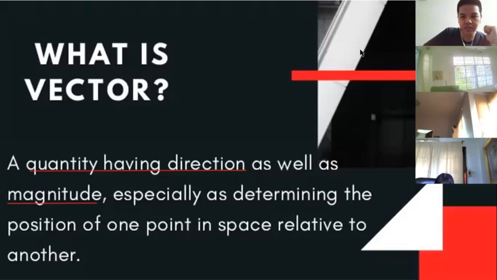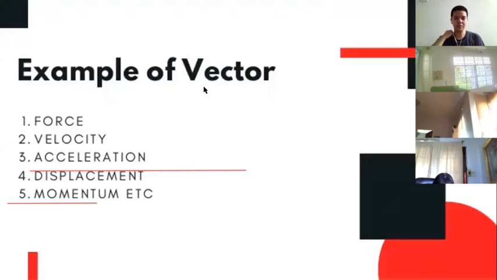Okay, so the examples of vector. We have 5 examples that I'm going to give you. The examples here are force, velocity, acceleration, displacement, and momentum. So this means that these have magnitude and direction. Force has a direction, velocity has a direction, acceleration has a direction also, and displacement and momentum have a direction. They have magnitude.